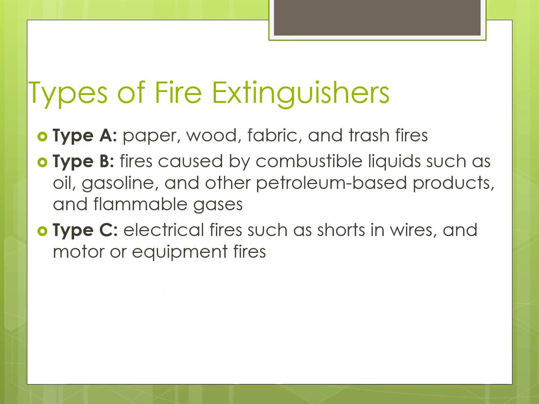Types of fire extinguishers. Type A is for paper, wood, fabric. Type B is for fires caused by gasoline or other combustible liquids such as oil or flammable gases. Type C are used for electrical fires, and that's typically what we have in our homes, and then the facilities have type C fire extinguishers.